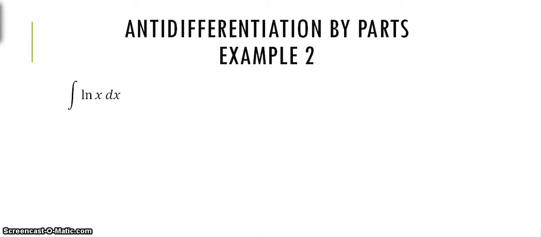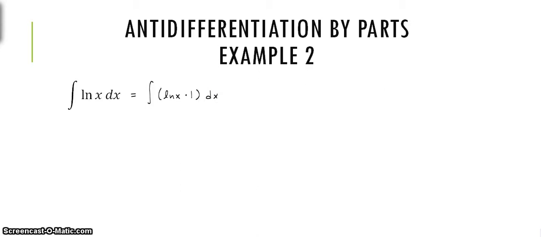I've said that we use anti-differentiation by parts when we have a product in our integrand, but really any integrand can be rewritten as a product. This is an integral of natural log of x, which is not one of the integrals we have memorized, but we can rewrite it as a product. Watch this magic: natural log of x times 1. There, now it's a product. And now it's a candidate for using anti-differentiation by parts.